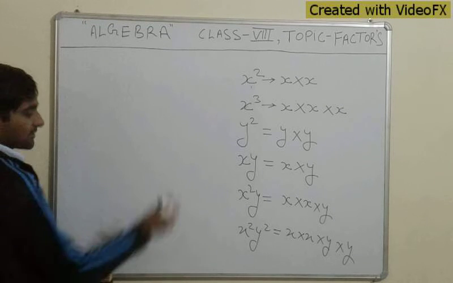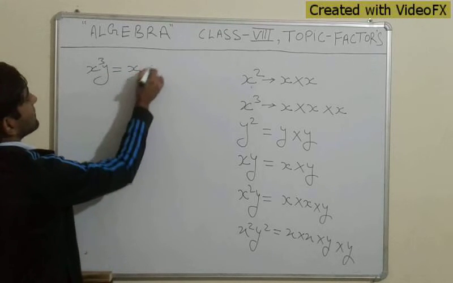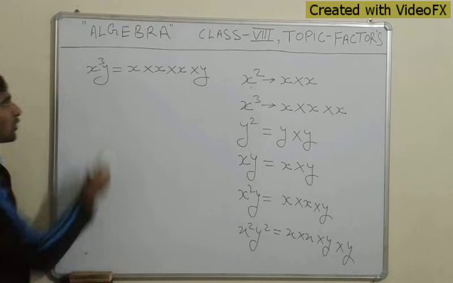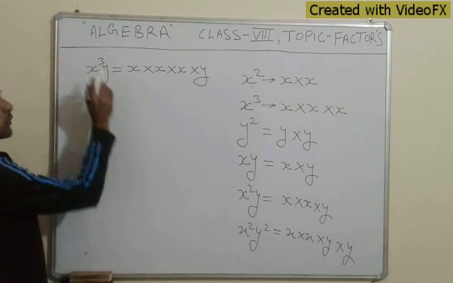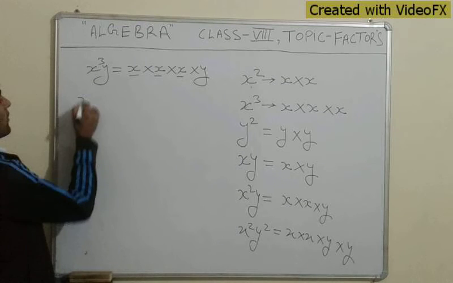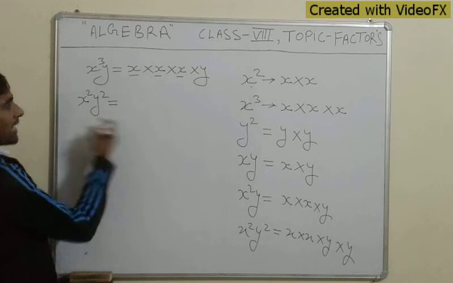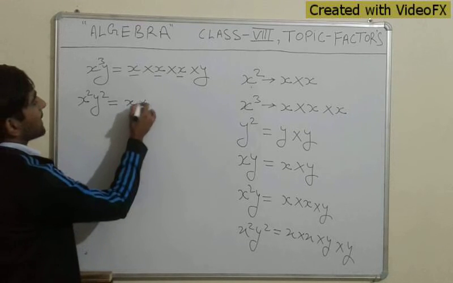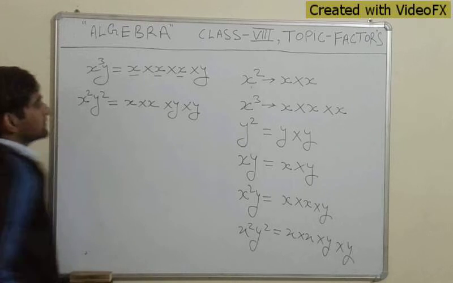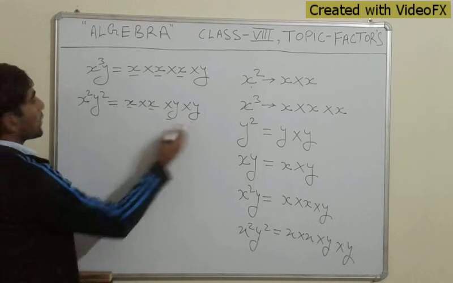Also we can write many factors. X cube y: the factors are x multiply x multiply x multiply y, because the power of x is 3, so we write x 3 times, 1, 2 and 3. After all, x square y square: x square is written as x multiply x and y square is written as y multiply y.